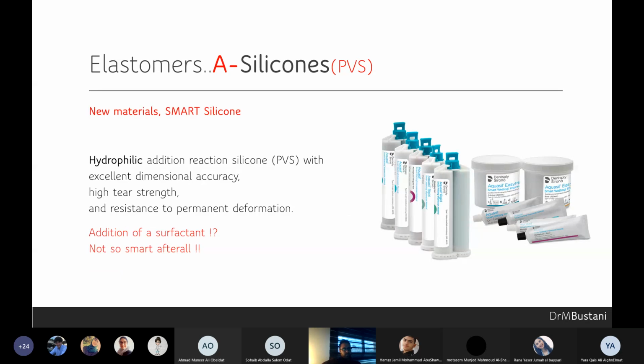There's a new material in the market now called smart silicon or smart A-silicon. Basically, it's a hydrophilic addition reaction silicon. It has good dimensional stability, high tear strength, and resists permanent deformation. It's not that smart, because all they have added is a surfactant within the material, so it can be a little bit more hydrophilic than the A-silicon, but still not as hydrophilic as polyether, and still not as hydrophilic as the hydrocolloids. Okay.